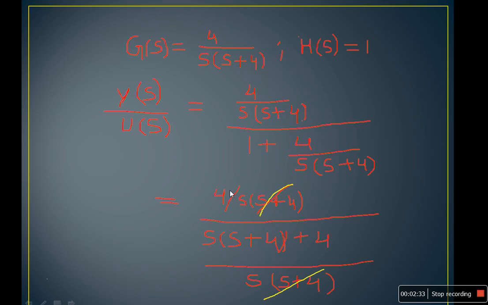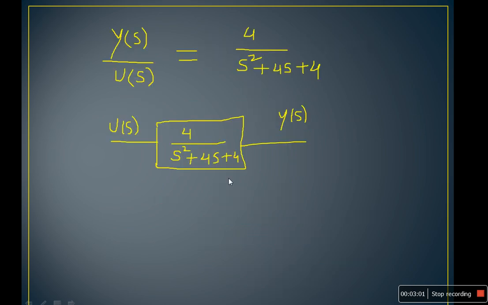So 4 upon s into (s plus 4) divided by, so here do the LCM, s into (s plus 4) plus 4 divided by s into (s plus 4). So this s into (s plus 4) cancelled out. So finally you are left with 4 by s into s is s square, s into 4 is 4s, plus 4. So this is the transfer function of that particular diagram.